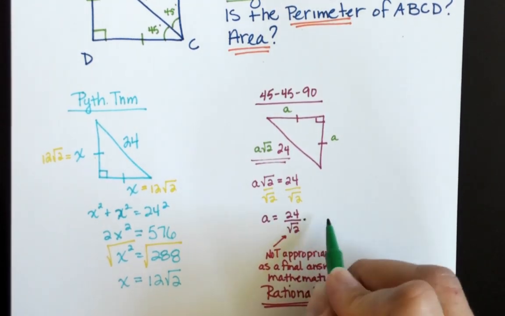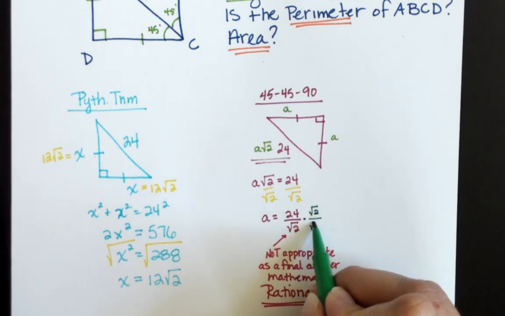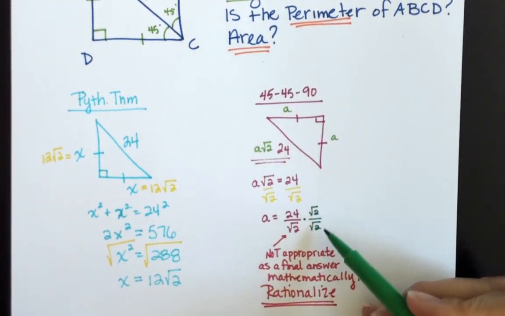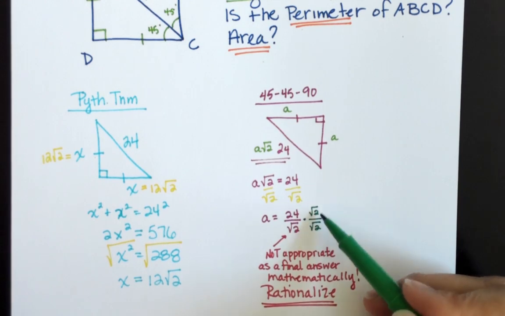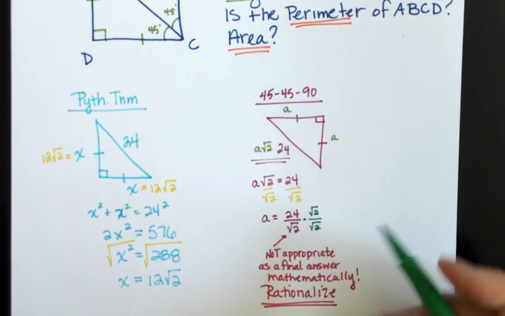Well, 2 times 2 is 4. So we're going to multiply radical 2 over radical 2. Notice that's 1. So it's going to look different, but the value will remain the same because anything times 1 is still going to be itself.